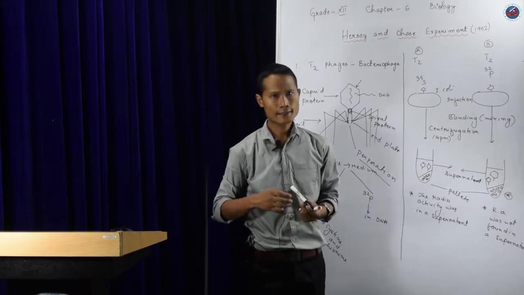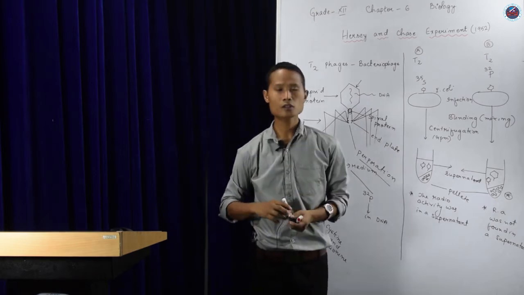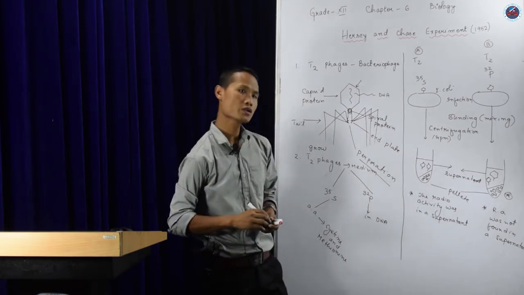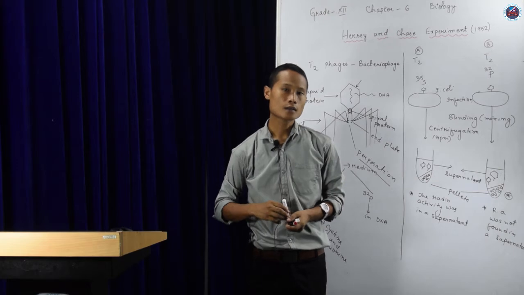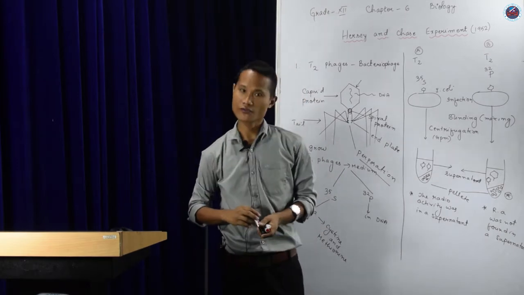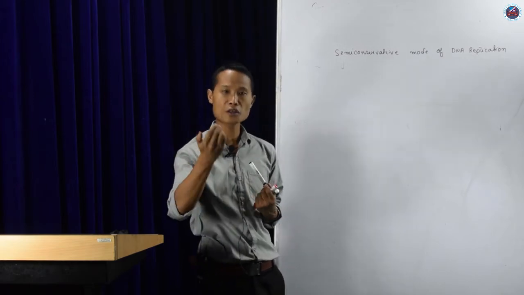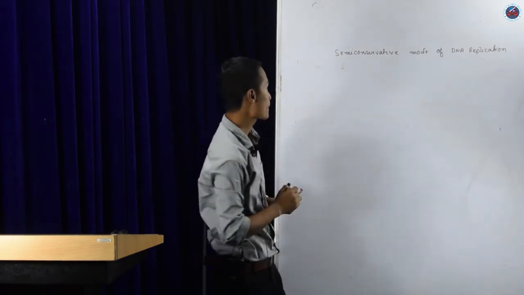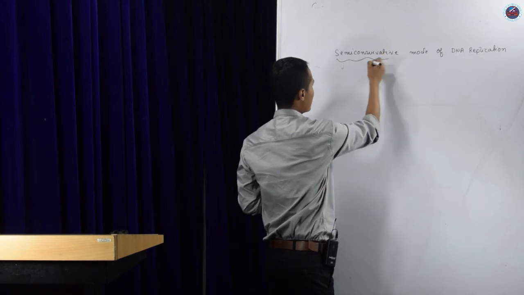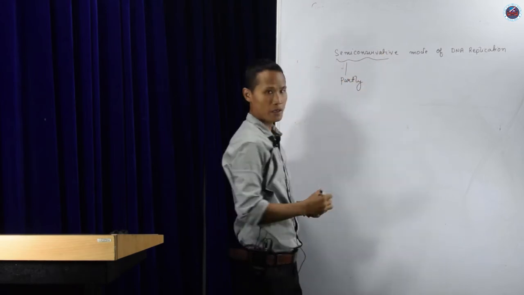Now, in the next topic, we are going to discuss one of the important experiments which prove that DNA replication is semi-conservative. In the previous class, we have already discussed what DNA replication is. It means copying of DNA to DNA. Now, what does semi mean? Semi means partly. You can say partly or half.